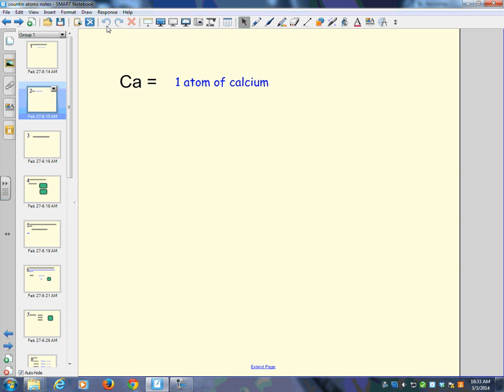Okay, the symbol of an element represents one atom of that element. So if you've got Ca, what does that mean? One atom of Ca. Calcium.